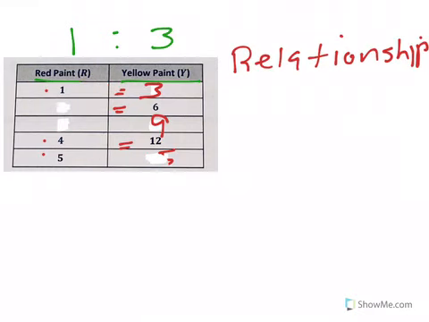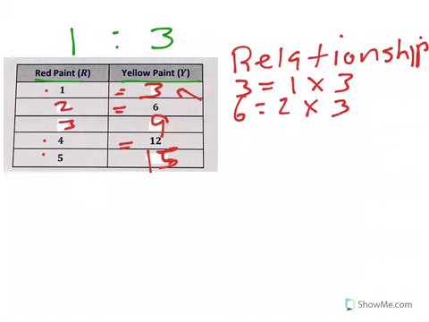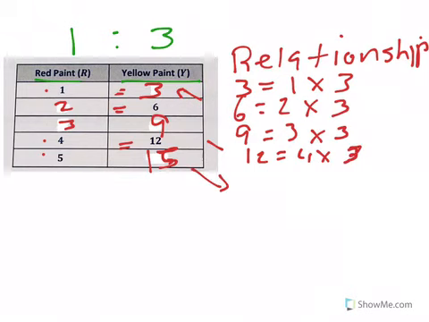Let me erase this, and I'll just rewrite that. The relationship is how you get there, right? So here we have 3 equals 1 times 3. That's how we got to the yellow paint. Here we have 6 equals 2 times 3. 9 equals 3 times 3. I'm kind of getting a little bit off, but that's okay. Over here we have 12 equals 4 times 3. Sloppy 3. And then here we have 15 equals 5 times 3.